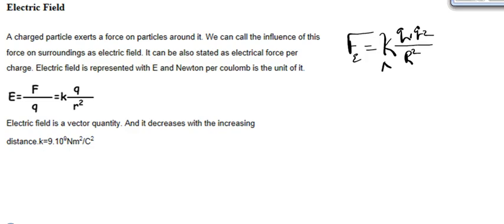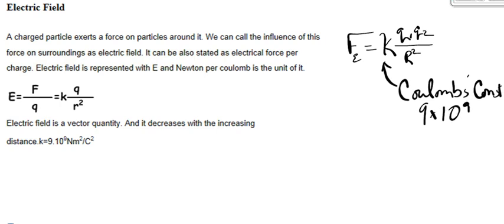So K, if you remember, is Coulomb's constant, and the value for that was 9 times 10 to the ninth. It's a very large number. But that means that any Q exerts a force on any other Q that's separated by some distance r. That's all that means, just like M1, M2, and universal gravitation.